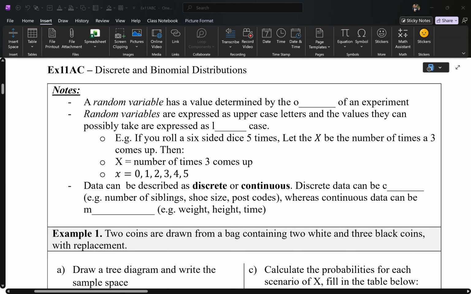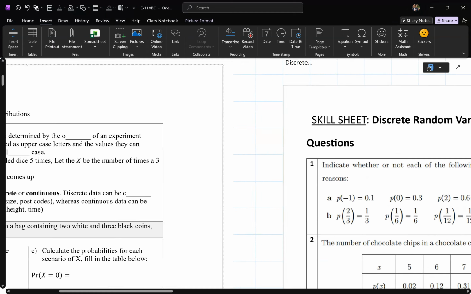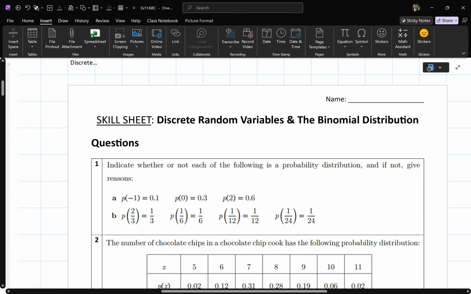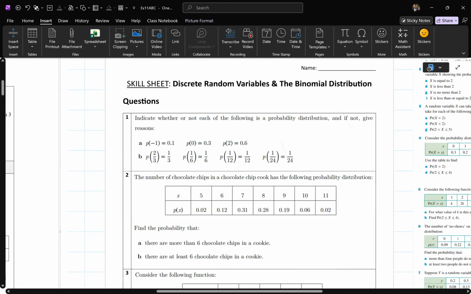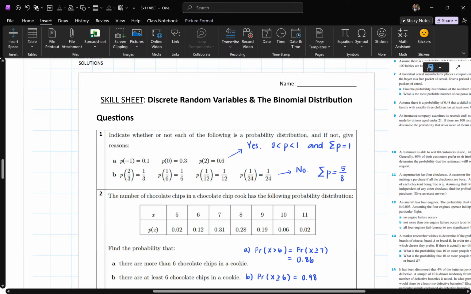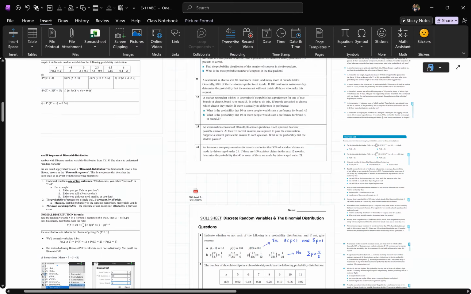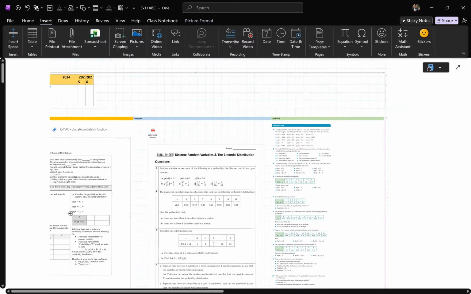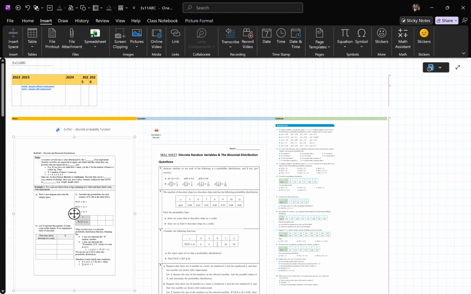We're going to start with the notes that I've given to you. The other sheet is a practice sheet. So this one over here that you got, the one that says discrete random skill sheet. Solutions are just in OneNote, just below. So if you go all the way down, you'll find the solutions on OneNote. Again, this is on exercise 11 ABC. Find that page and you'll be able to find the skill sheet and the notes.